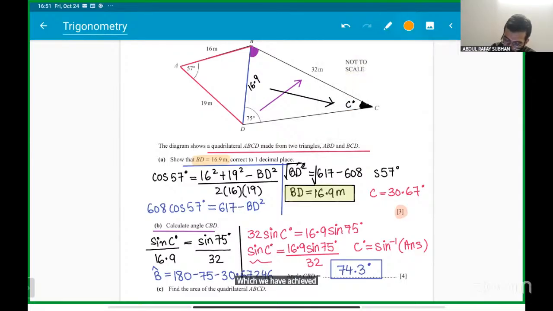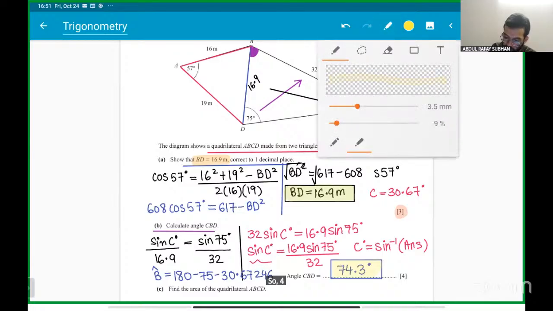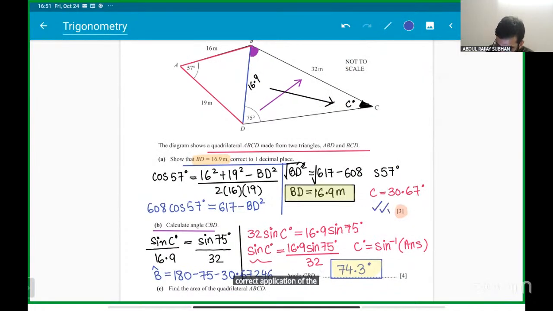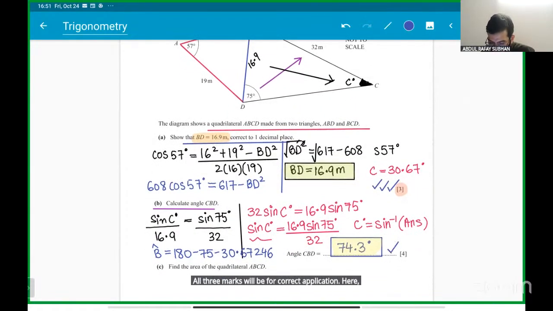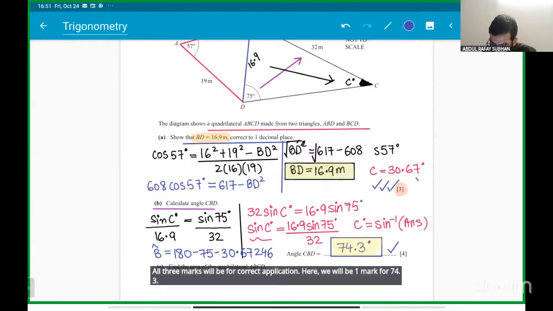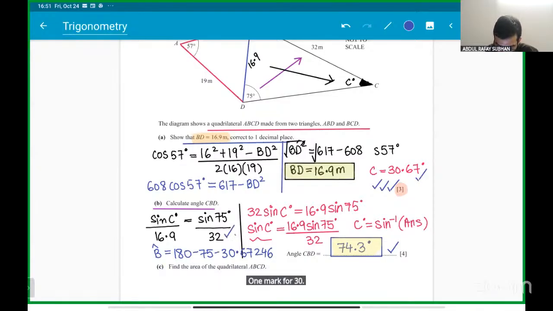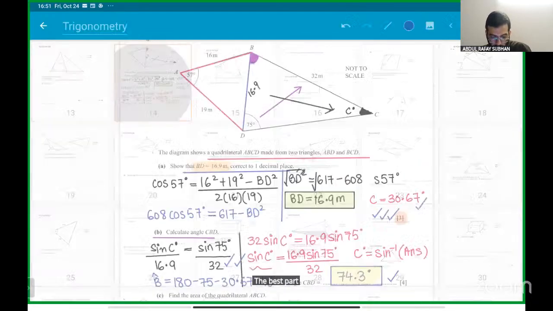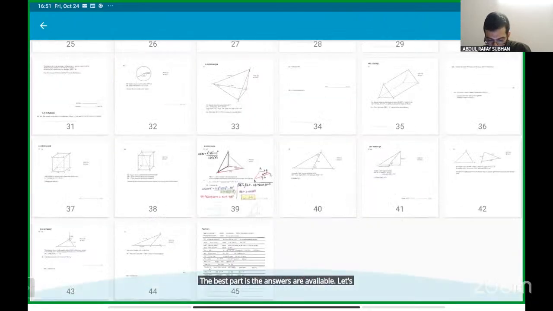Is everyone getting it? Following, understood, students? So 4 marks: all 3 marks are for correct application. Here there will be 1 mark for 74.3, 1 mark for 30.67, and 2 marks for the application of the sine rule. The best part is the answers are available. Let's check question number 8, parts A and B.